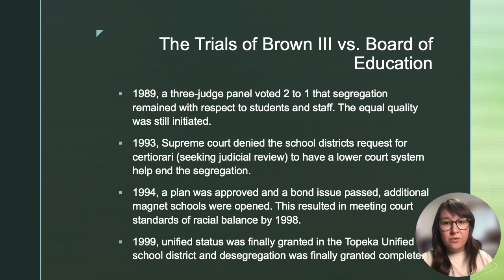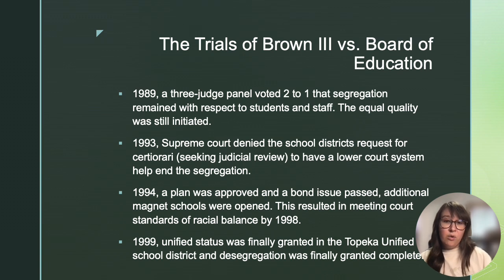So for the trials for Brown 3 versus Board of Education, there were a few separate trials that stretched out for quite a few years. In 1989, there was a 3-judge panel that voted 2-1 that segregation did remain with respect to students and the staff, and equal quality was still initiated. So they didn't see any problem with the segregated schools at the moment. Then in 1993, the Supreme Court did deny the school district's request for seeking judicial review over segregation to have a lower court system help in with the segregation.